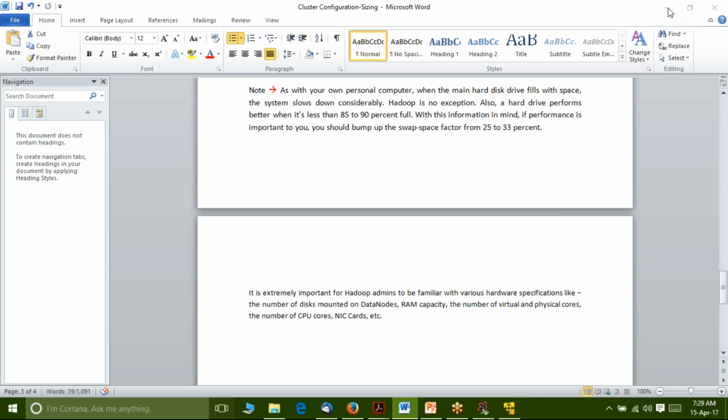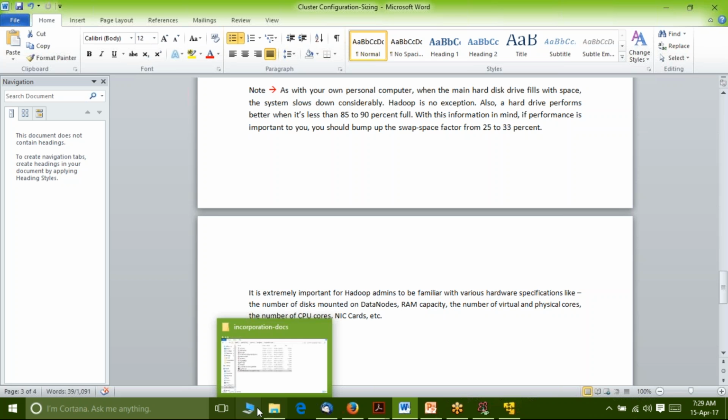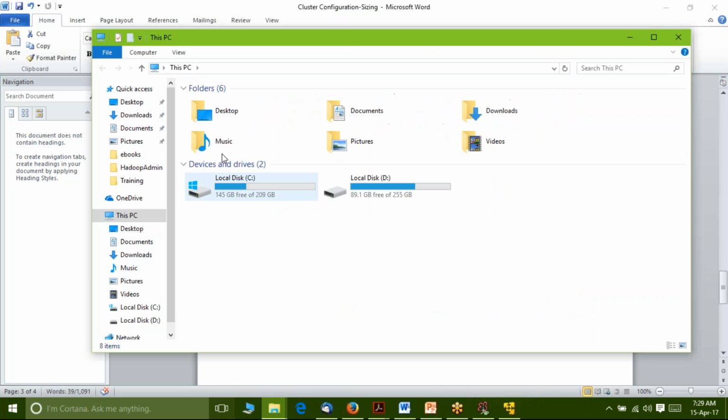Look at this very closely, friends. This is also one of the important aspects that needs to be considered. I don't know whether you have experienced this. When your hard drive starts filling up, now you see here, my C has 145 GB free and my D has almost 89.1 GB free.